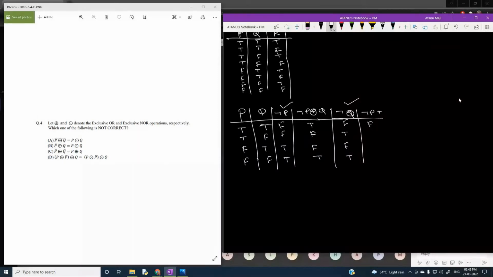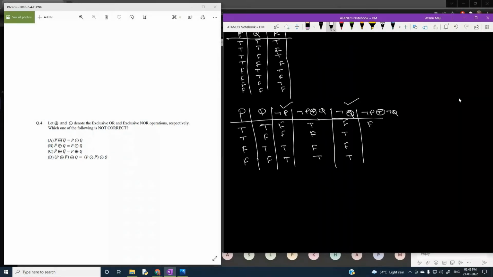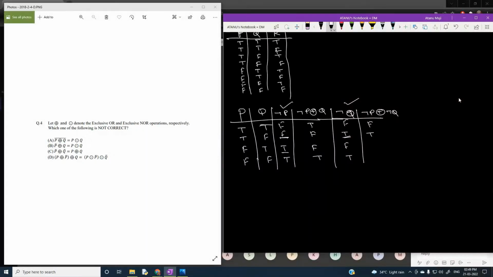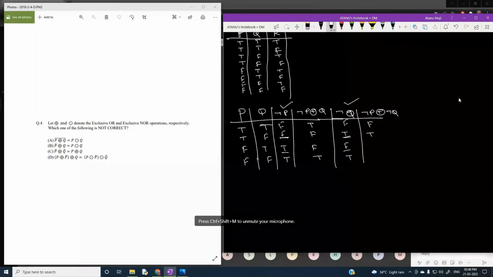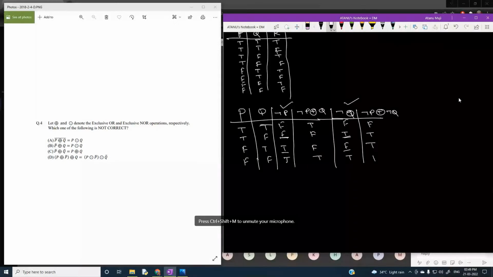We are making the truth table for this one. For the second row, the first one is false, the second one is true, so definitely the result should be true because exactly one is true. For the third row, this is true, this is false. Exactly one is true, so the result is also true. For the last row, both have the input as true, so this should be false.